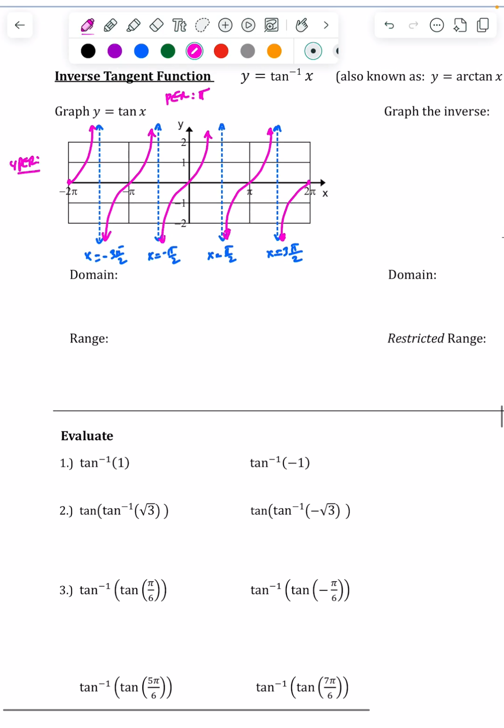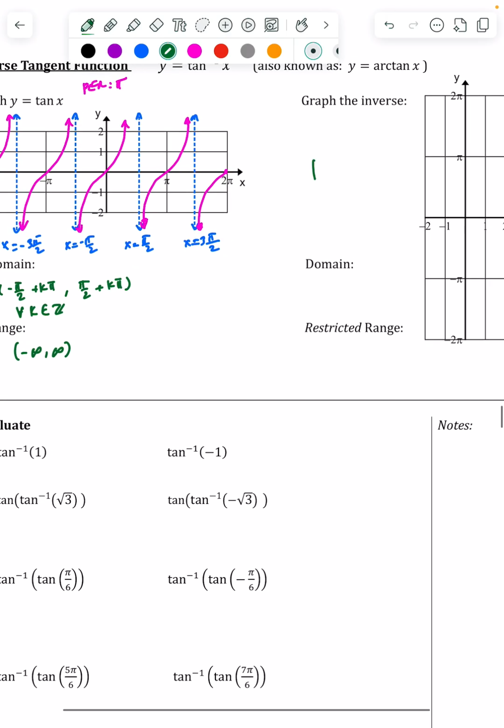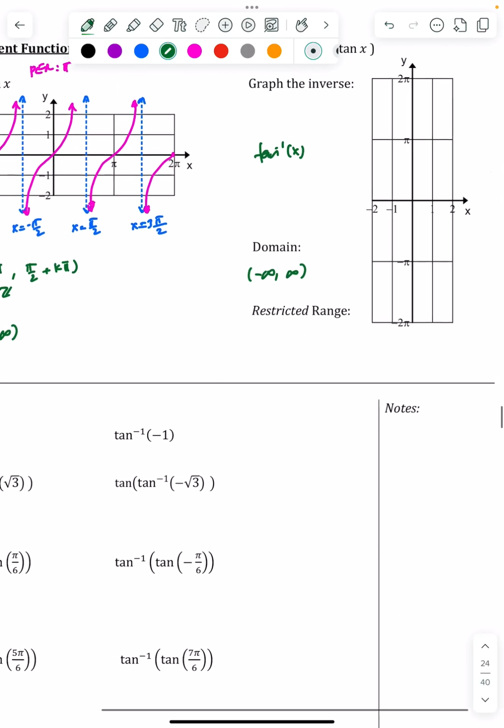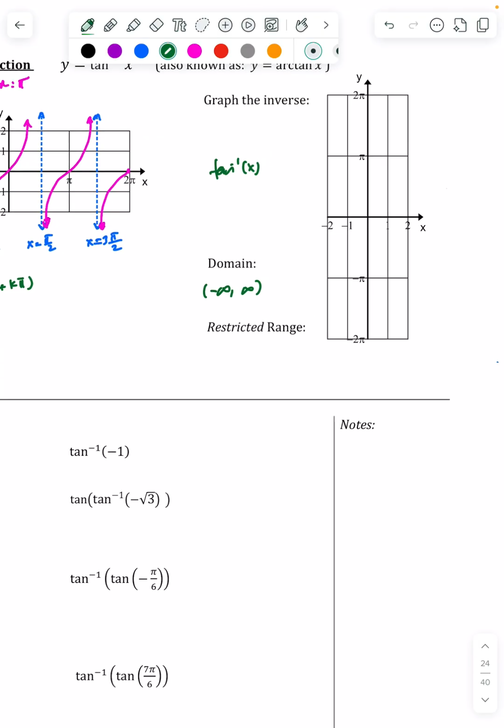Now, what is the domain for tangent? The domain is negative pi over 2 plus k pi, comma pi over 2 plus k pi, where k is an integer, so for all k in Z. And the range is negative infinity to infinity. Now, for inverse tan, so arctan, the domain becomes negative infinity to infinity. The restricted range, remember we're going to operate in one full period where it's basically a function, so I'm going to just take negative pi over 2 to pi over 2.